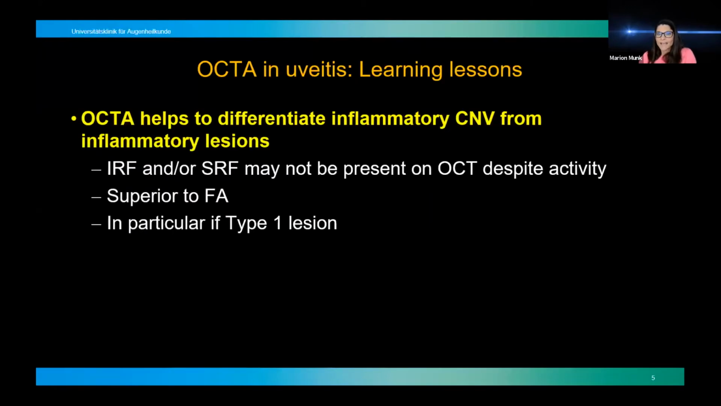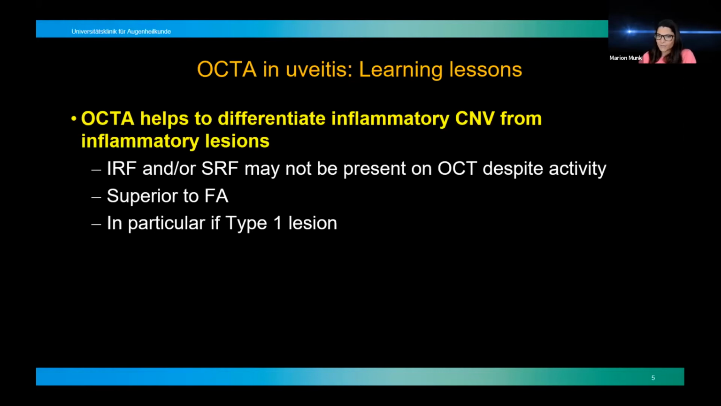So what about OCTA in uveitis? OCTA definitely helps you differentiate inflammatory CNV from inflammatory lesions. It can do this even if intraretinal or subretinal fluid may not be present on OCT, despite there being activity. And very often it's superior to fluorescein angiography because it can identify more inflammatory CNV lesions than an FA is capable of doing.